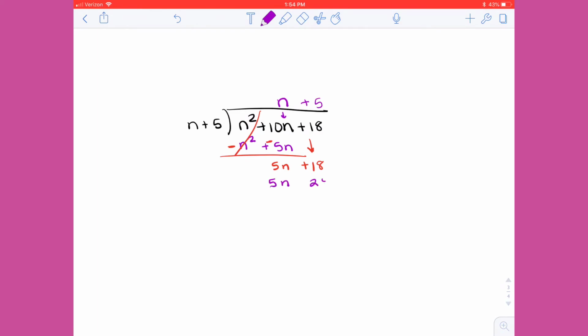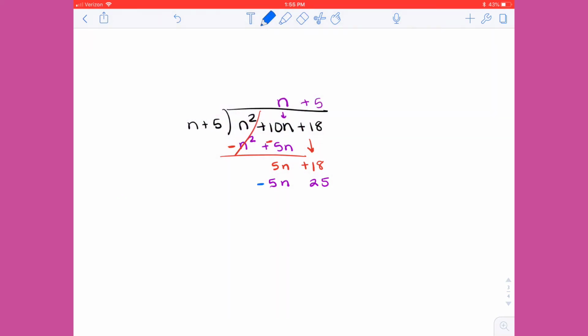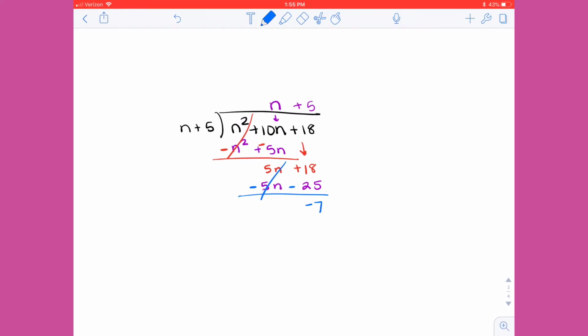5 times 5 is 25. But I want to make sure I change all my signs. So a minus and a minus. First term goes away. And 18 minus 25 is negative 7. So I'm going to take my remainder. I'm going to add a fractional value. My remainder goes in the numerator, so negative 7. And what I divided by goes in the denominator.